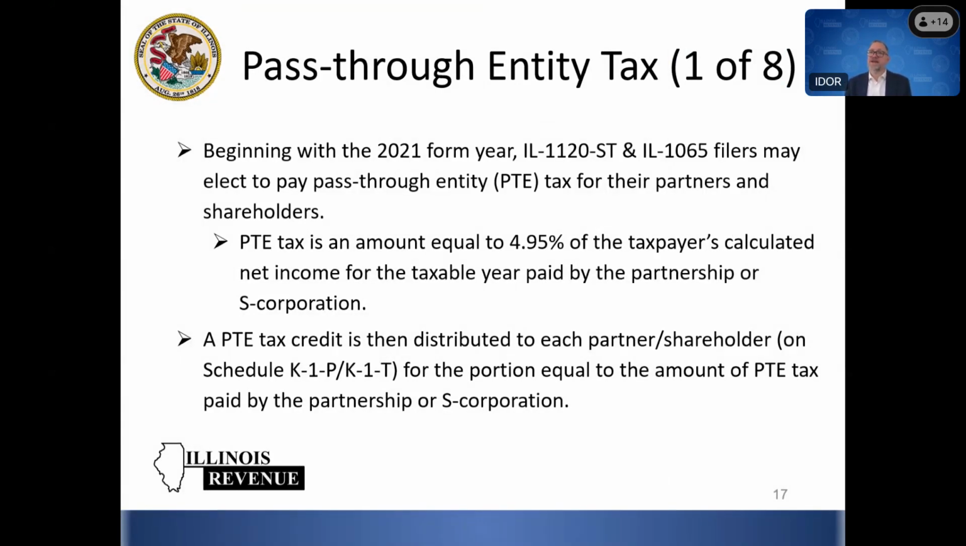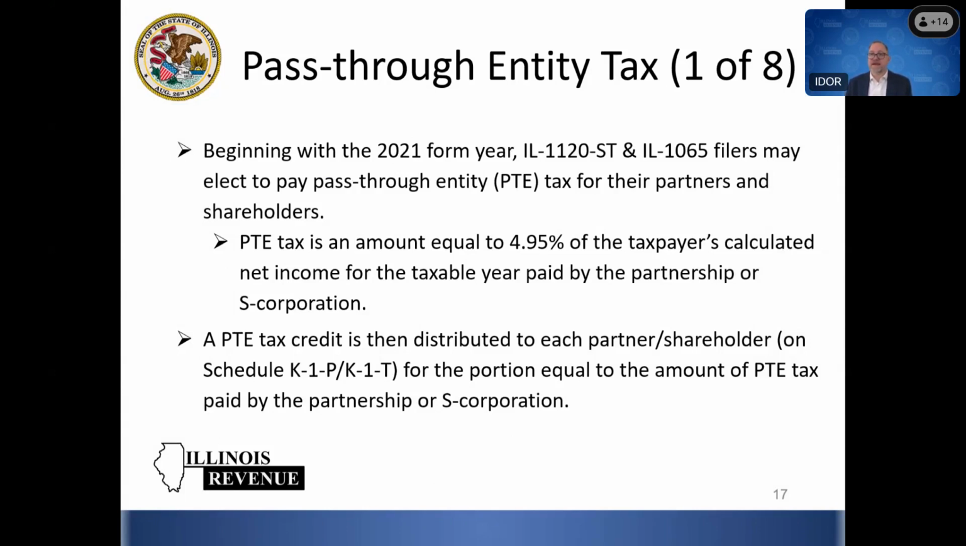Now, with regards to pass-through entity tax, partnerships and S corporations may elect to pay pass-through entity tax, which we call PTE tax. They must pay it for their partners and shareholders. PTE tax is an amount equal to 4.95% of the taxpayer's calculated net income for the taxable year.